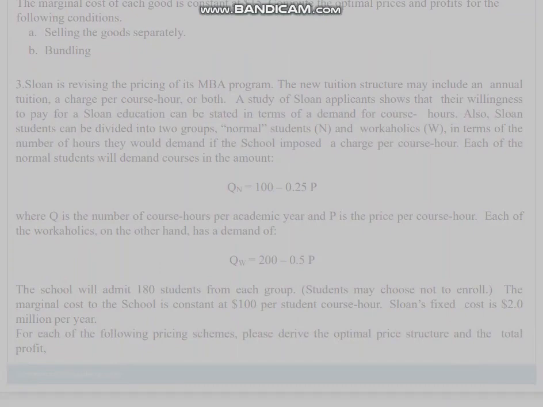The marginal cost of each good is constant at $15. Compute the optimal prices and profits for the following conditions. A. Selling the goods separately. B. Bundling.